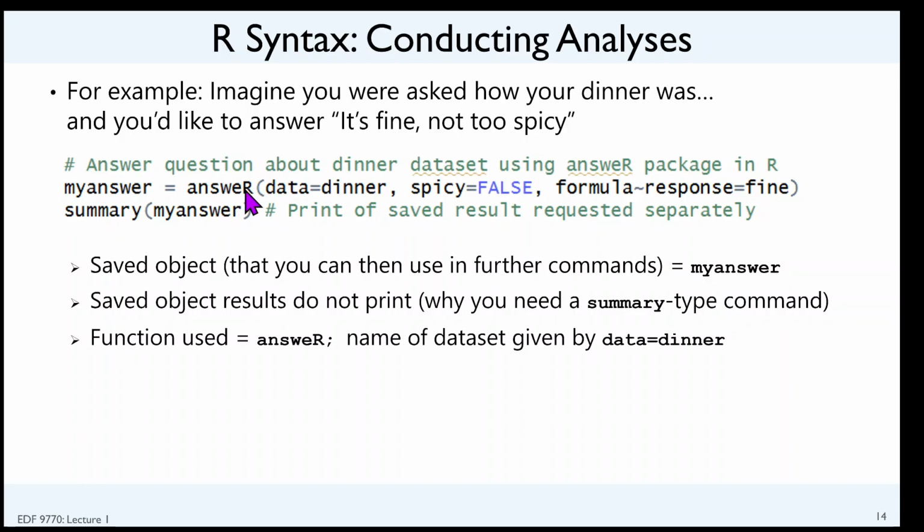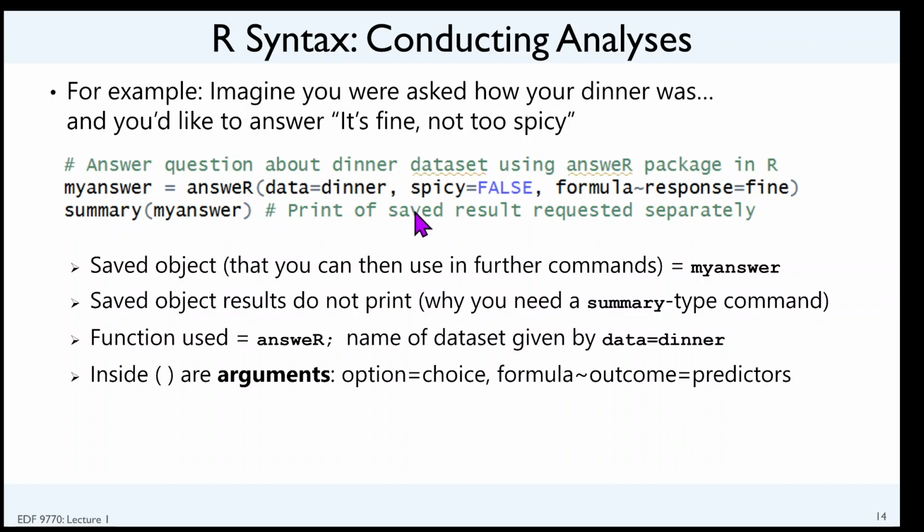The function that it's using is answer, and I decided to be a little clever with this because people like R puns. So capital R for R. The name of the data set is data equals, my data set is called dinner. Inside, the rest of these are arguments. So for instance, spicy would be an option that I could set to either true or false. Your model itself starts after the word formula. So equation, you can think of it that way.